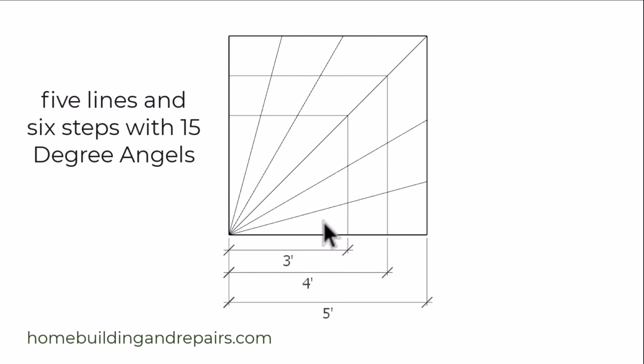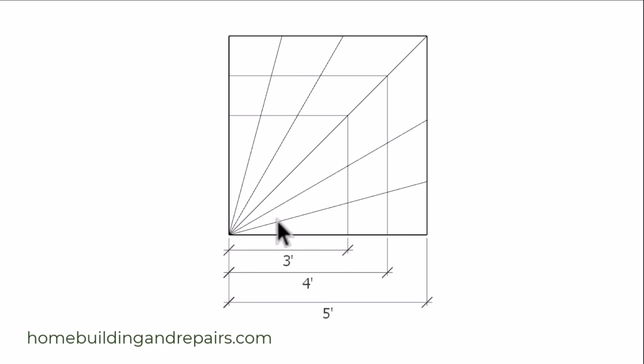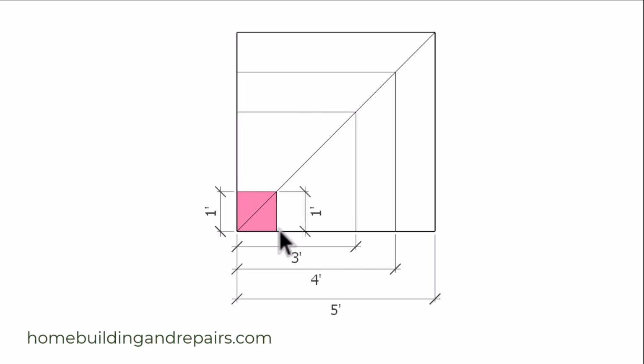And the last one I'm going to provide you with will have 5 individual lines, and each one of the segments will be 15 degrees. So that would be 15 degrees, 30 degrees, and then 45 degrees. Next up, let's go ahead and take a look at the walk lines.